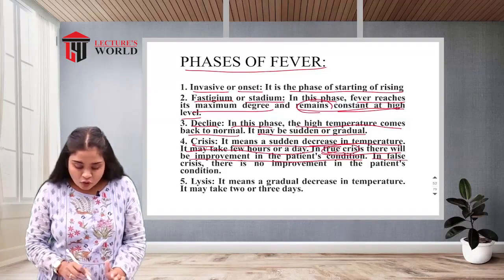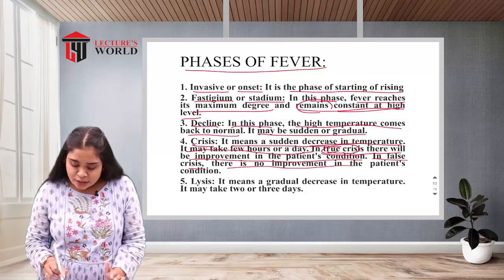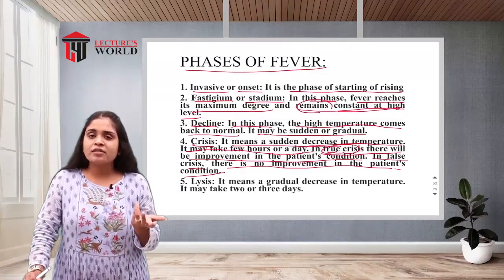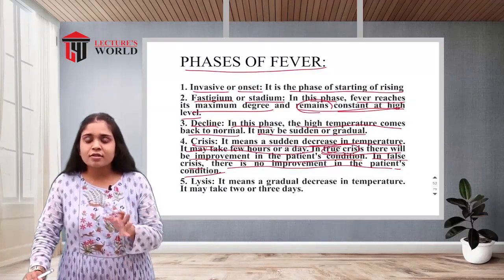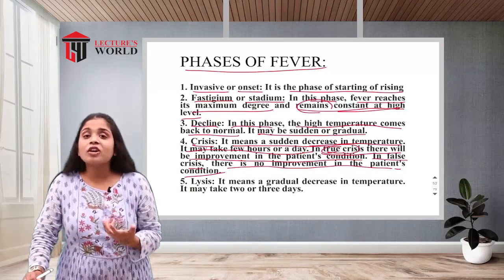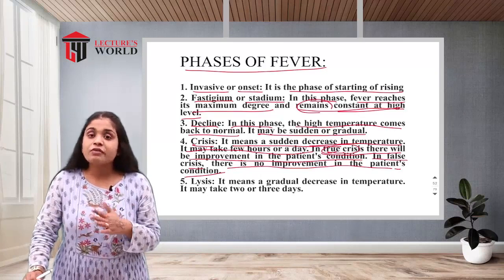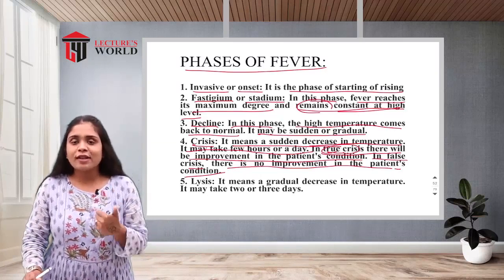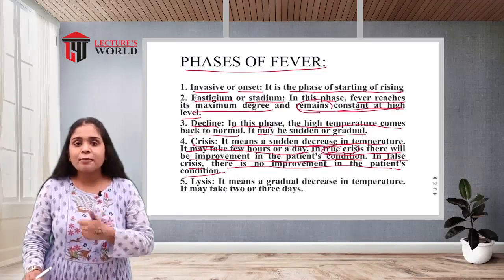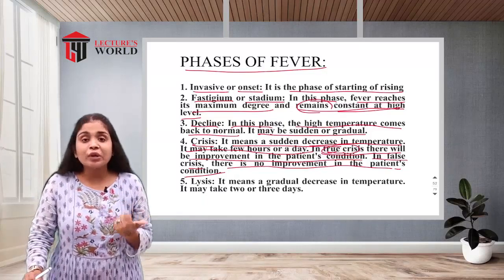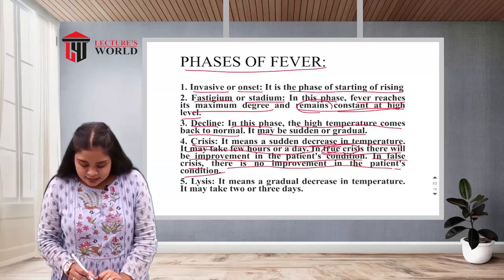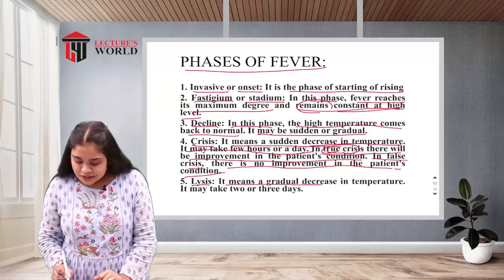But in the false crisis, there is no improvement in the patient's condition. Here maybe the temperature is not rising, or the temperature is constant, or maybe the temperature is less, but the patient's condition is not improving. So that is known as a false crisis. Two crises are there: one is the true crisis and the other is the false crisis. In true crisis, the general condition of the patient is going to improve, but in false, it is not going to improve. Then after that comes lysis, which means a gradual decrease in temperature.